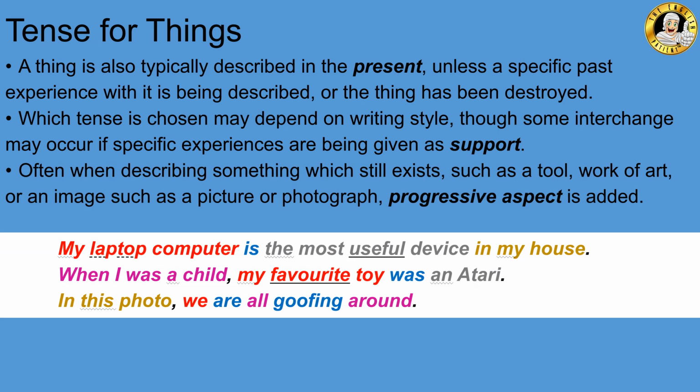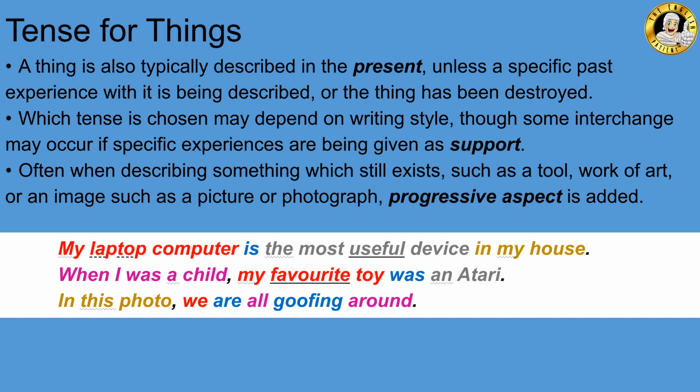Now, often when describing something which still exists, such as a tool or a work of art, or an image, especially an image such as a picture or a photograph, in these cases we will typically add progressive aspects. That means turn it into an action form, in the cases of especially pictures or photographs.